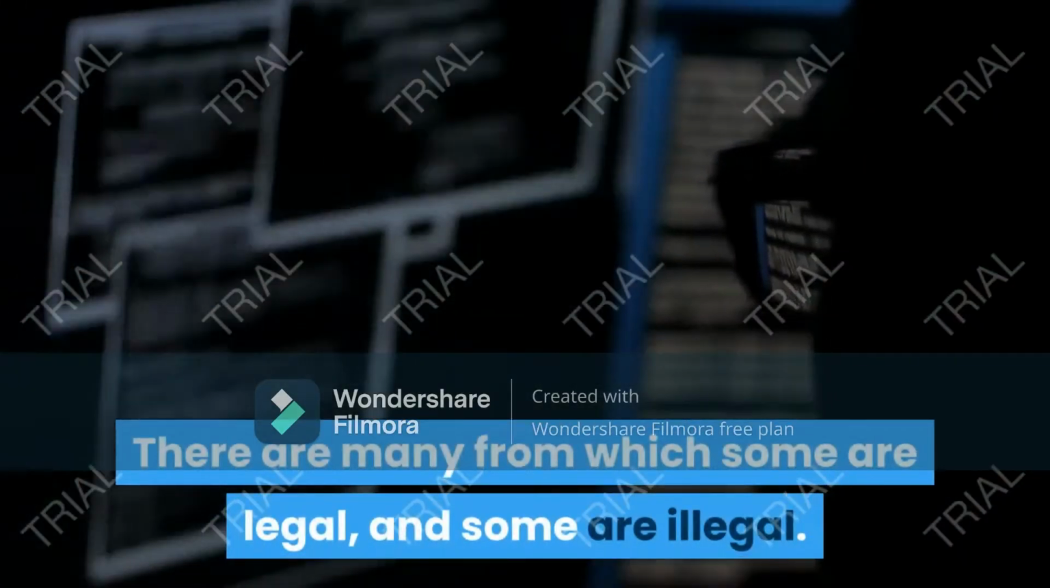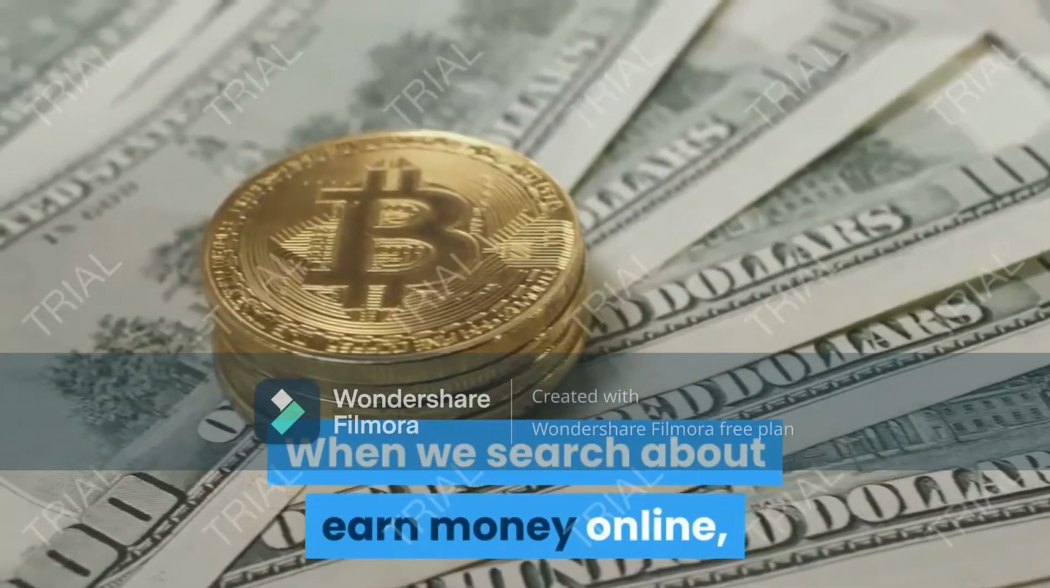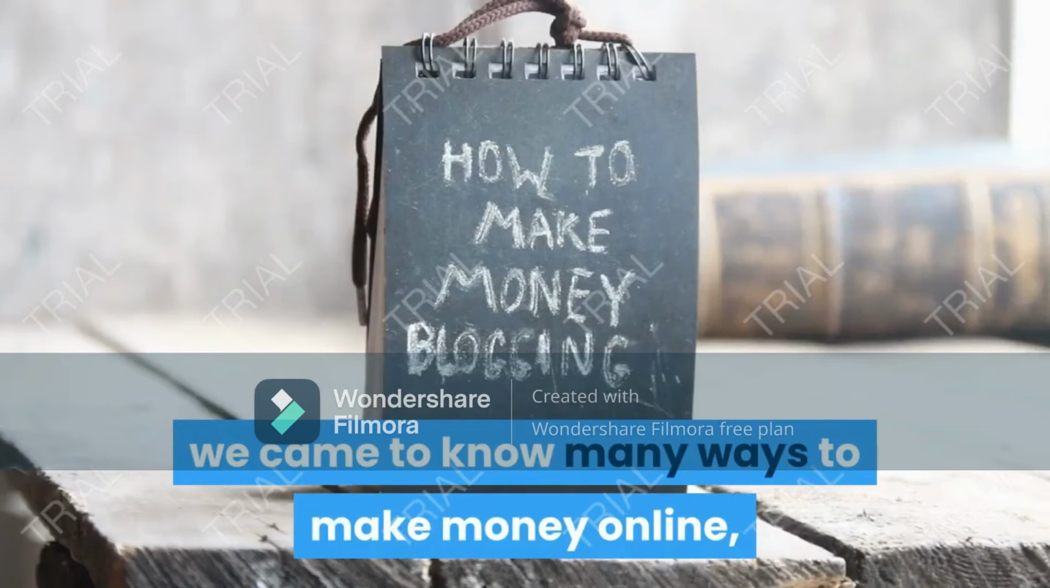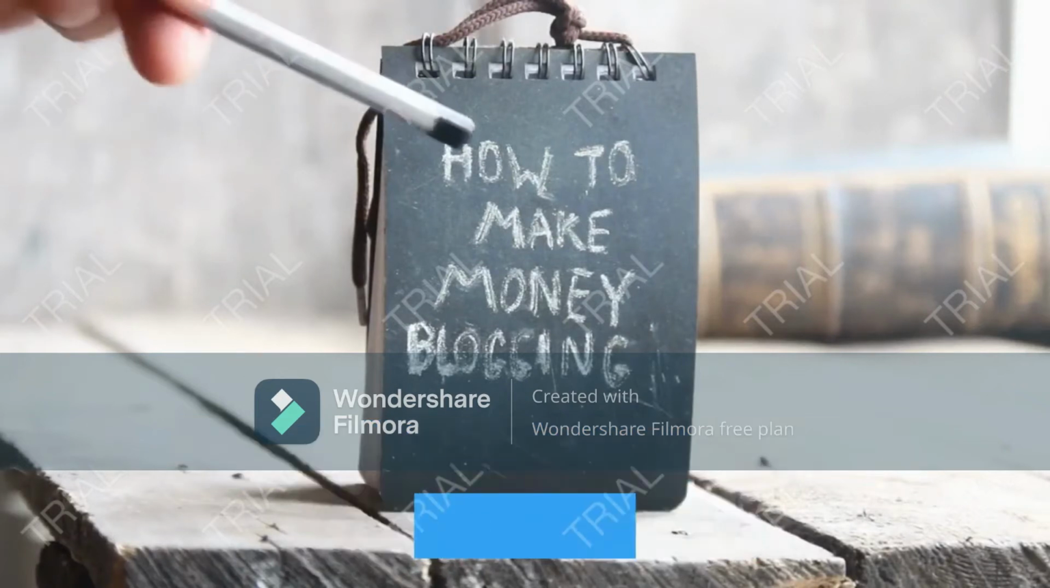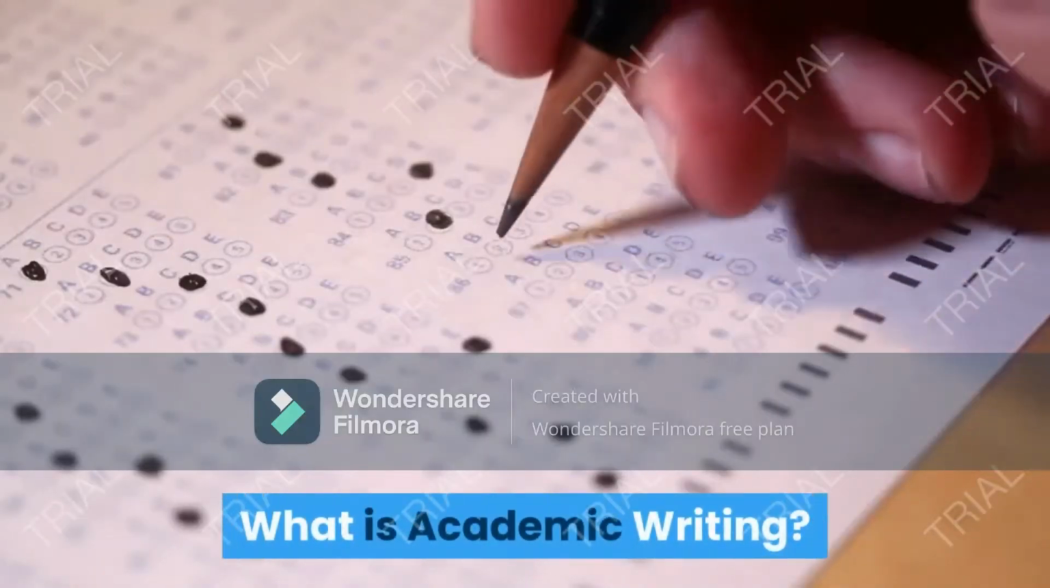There are many ways, some of which are legal, and some are illegal. When we search about earning money online, we come to know many ways to make money online, from which one is academic writing.